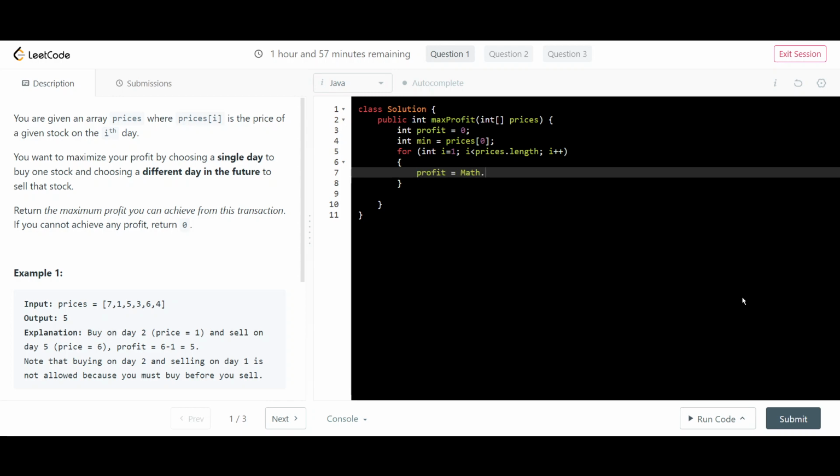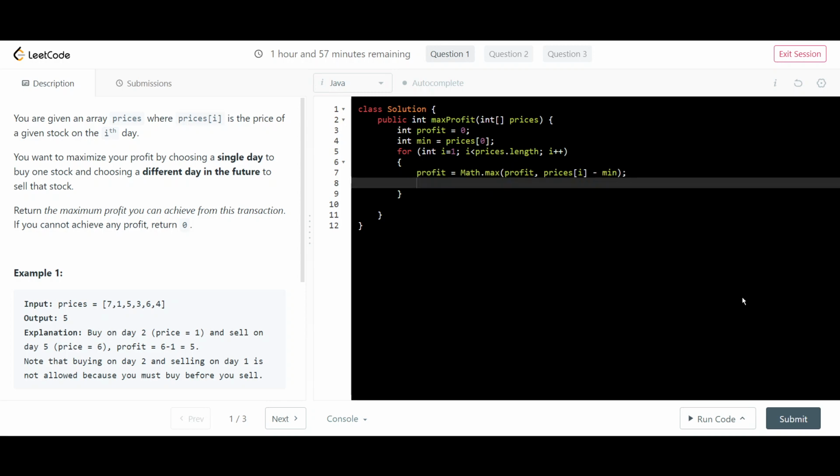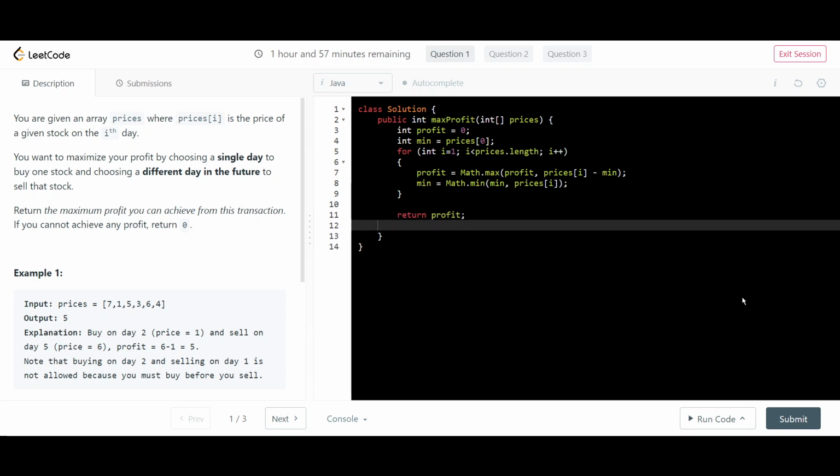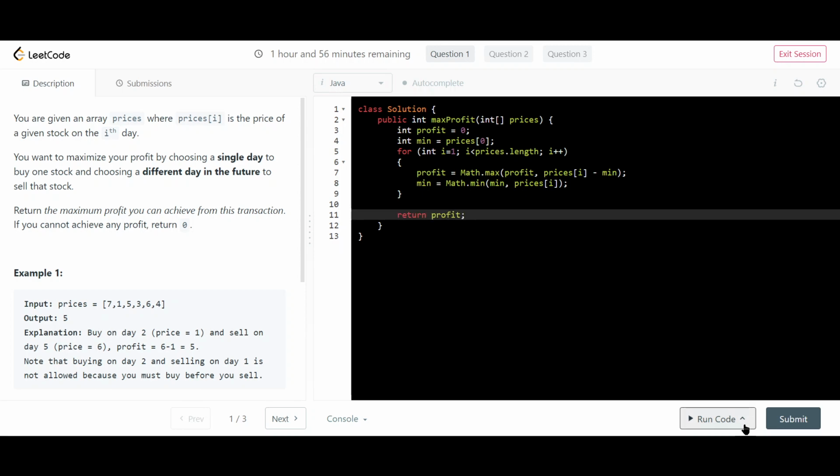What will be the profit? So profit would be Math.max(profit, if you're selling on this day, which is prices[i], then the profit would be prices[i] minus min), right? Because we would have bought at this point. And then you're going to do min equals Math.min(min, prices[i]). So you keep track of the minimum like that, keep track of profit like that, and you return the profit. That's my solution.